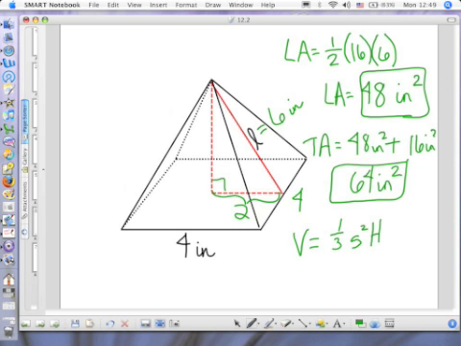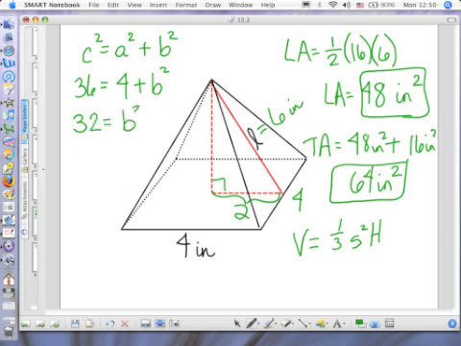2 squared plus b squared equals 36. Hypotenuse squared is equal to the sum of the squares of the two legs, right? The hypotenuse is 6, so 6 squared is 36. It's equal to 2 squared plus b squared. I subtract 4 from both sides, and then take the square root of both sides. I have the square root of 32, which is 4 square roots of 2. So the height of this object is 4 square roots of 2.